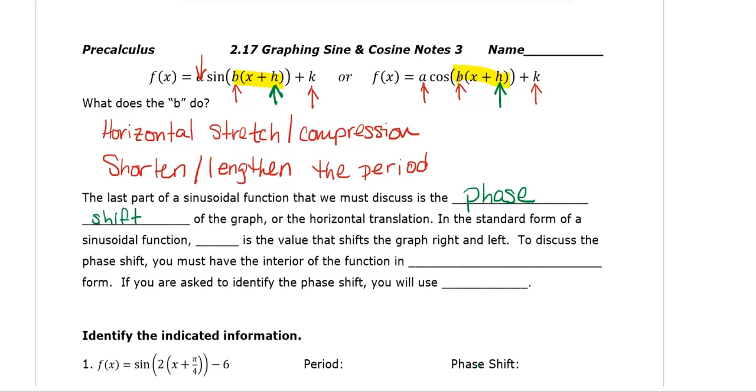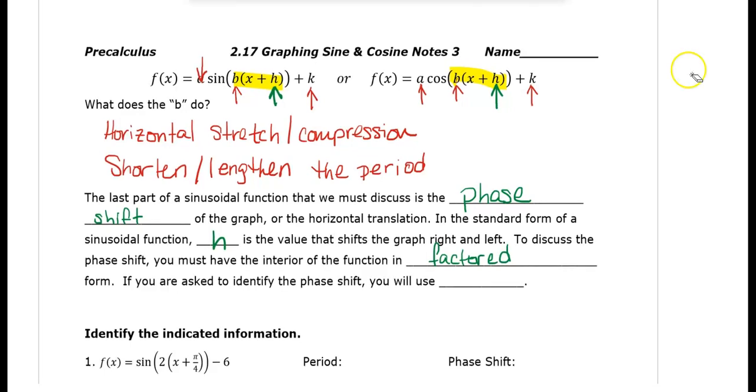So in the standard form of a sinusoidal function, h is the value that shifts the graph right and left. To discuss the phase shift, you must have the interior of the function in factored form. If you are asked to identify the phase shift, you will use the opposite of h, or negative h.